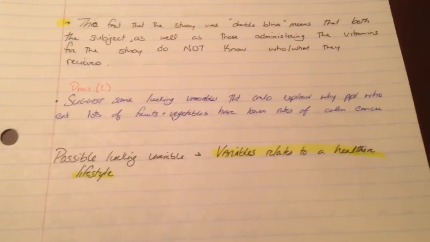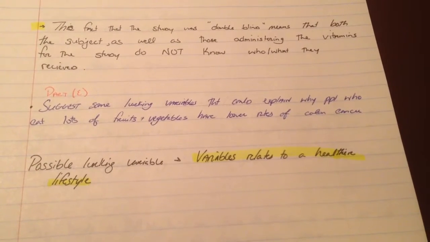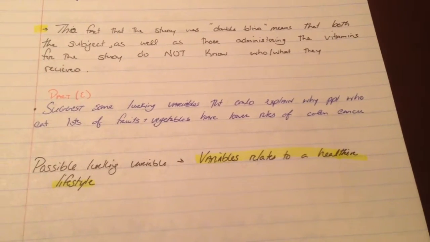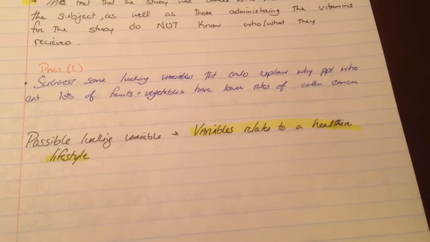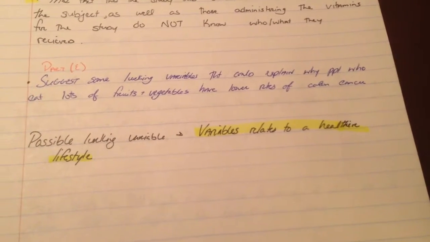Now moving on to part E, the final part of this question, it wants you to suggest some of the lurking variables that could explain why people who eat lots of fruits and vegetables have a lower rate of colon cancer. And one of the possible lurking variables I put was variables that relate to a healthier lifestyle.